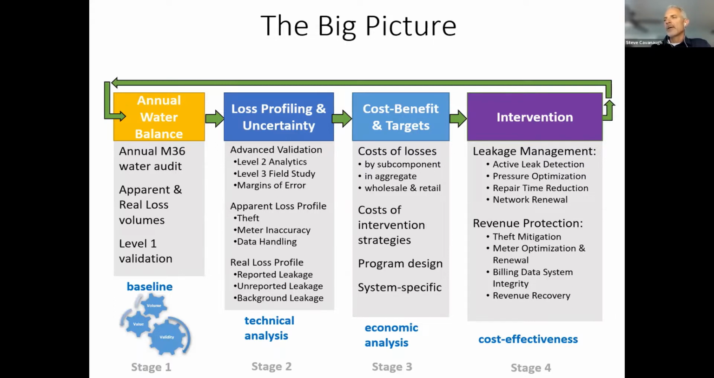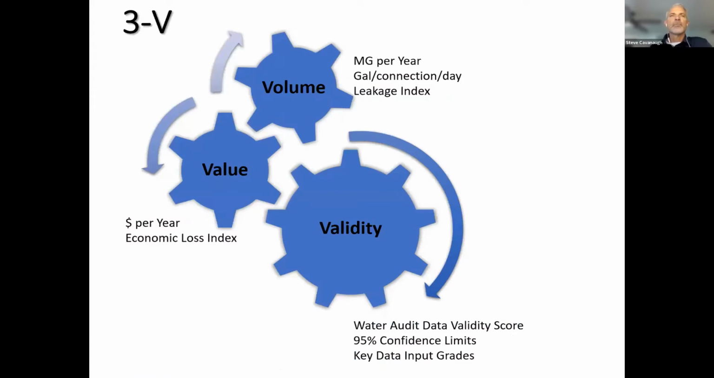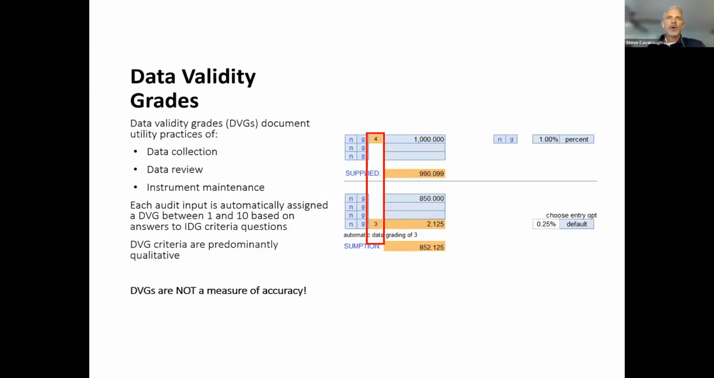So again, in that stage one, this is that level one validation. And to refresh, we want to see our information in terms of the volume, the value, and certainly how valid the information is. So in the free water audit software, and you probably saw this to the right, we had Drew click on the notes tab, the N, and actually got to that information to be able to pull up that tab. If you see the G, this is for the data grading. And what is validity grade? What is a grade on each of the inputs?